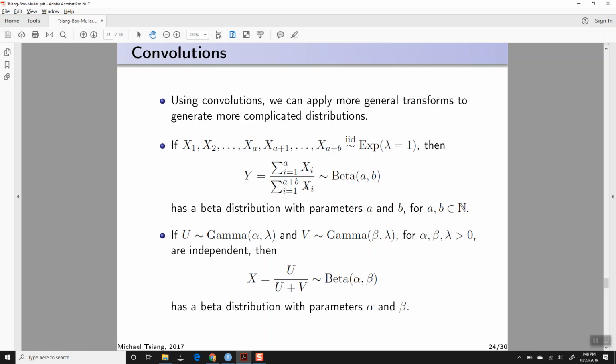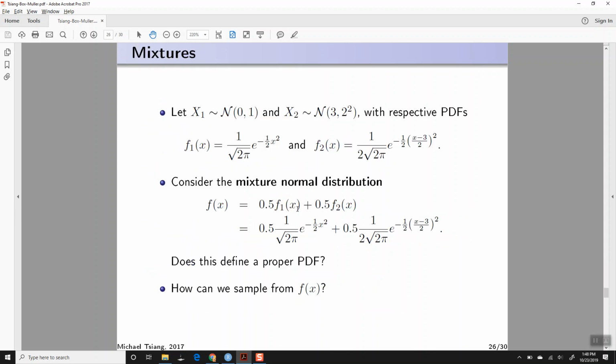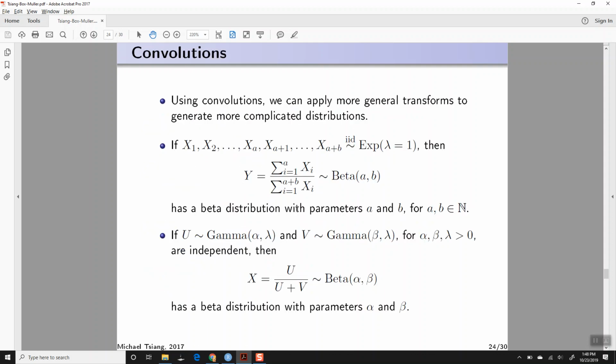Okay. All right. Well, we'll just cover convolutions. I'm not going to bother covering the mixtures of normal distributions just yet.